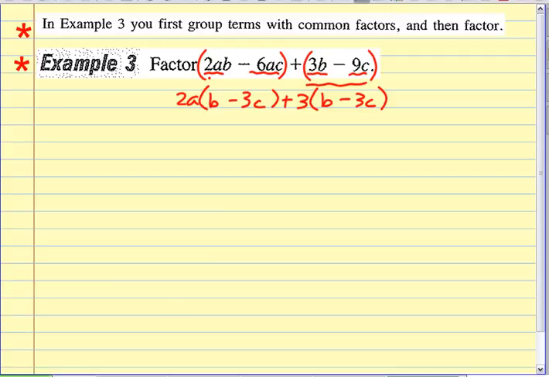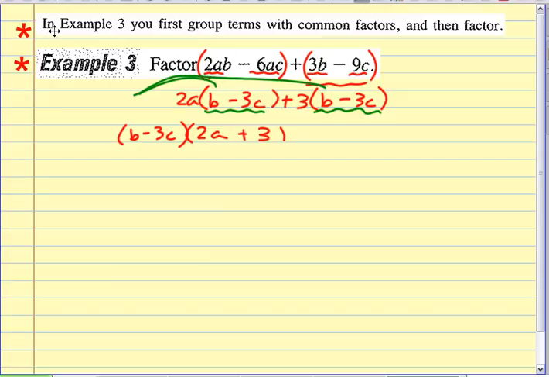Yes. Now, looking at these things, I have factored out from the pairs. What can I do from here? What do they both have in common? They both have a b minus 3c. Do you agree that I can pull that out front? Yes. Okay, well, let's do that. I'm going to put the b minus 3c out here. What's left inside that the b minus 3c gets multiplied by? 2a plus 3.